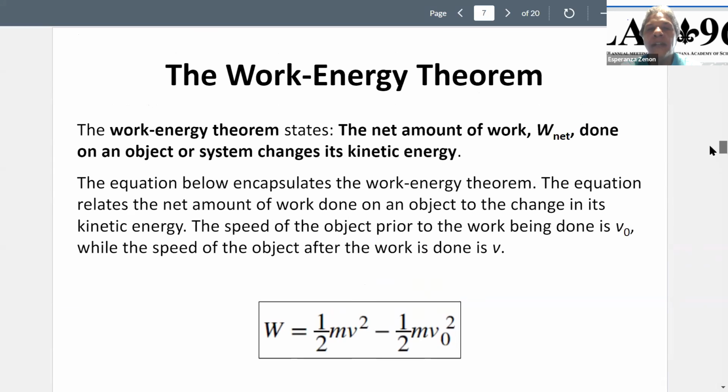By the way, they gave us in this work energy theorem the definition of kinetic energy, in case you were looking for it just by itself. Kinetic energy, KE, is 1/2 mv squared. What are the units for kinetic energy? Joules. Why? Because work and energy are related, so they must be in the same unit, joules.